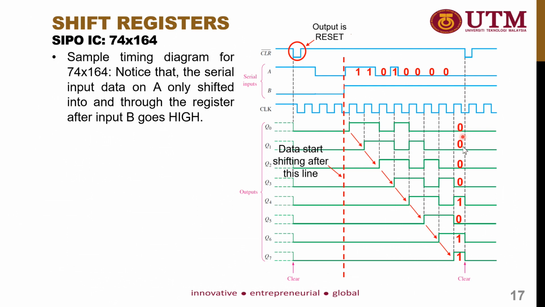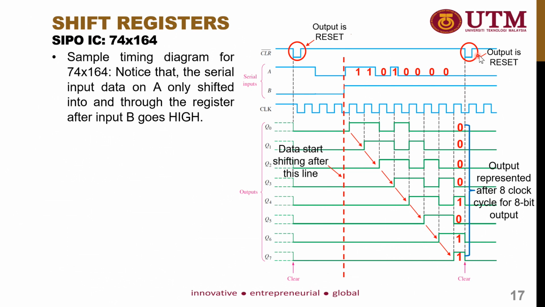So we can observe the input that we wanted to transfer, 11010000. So at the 8th clock cycle, you can observe the data that you wanted to transfer. Okay, so the output is represented after 8 clock cycles for 8 bits of output. In this timing diagram, after 8 bits of output, an input of 0 is given to the CLR bar. It means that we want to reset the output.